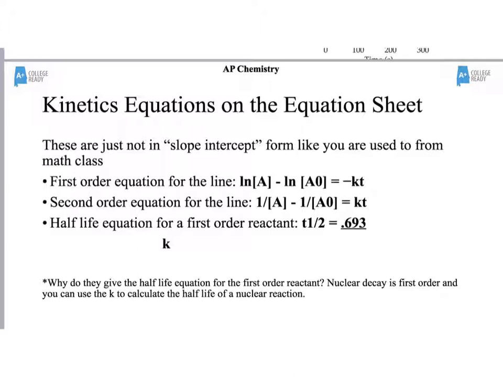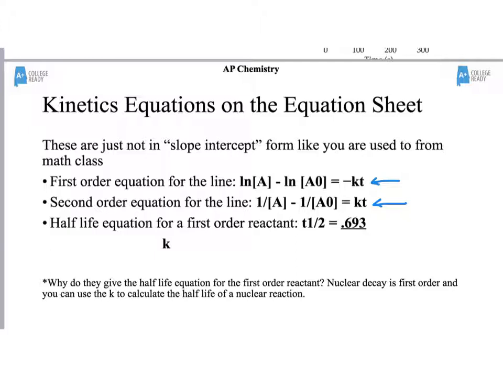How are we going to use this? Once we know which graphs are which, then we're going to have to use the equations for that line. So here's the equation for the first order line. All right, these are on your equation sheet. This is the first order line. This is the second order line. Note that they are not in slope-intercept form.